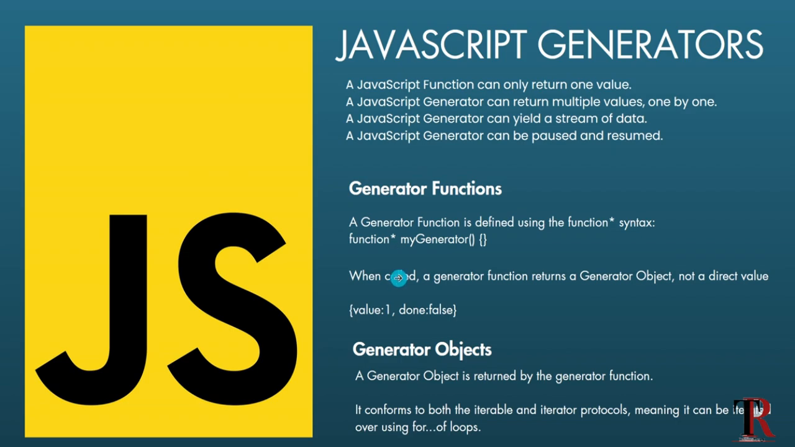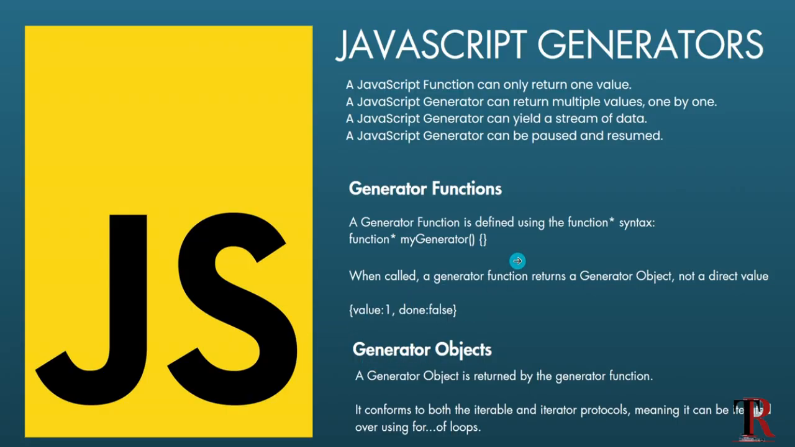Now, when called, a generator function returns a generator object, not a direct value. So unlike a normal JavaScript function that returns one value, a generator function returns a generator object and not a direct value. I'll show an example here. You can see value is 1, done is false.